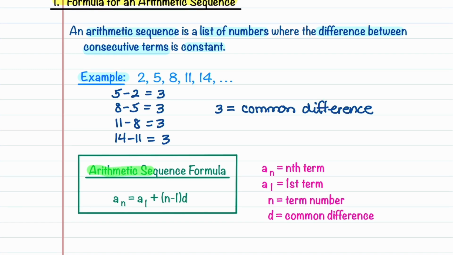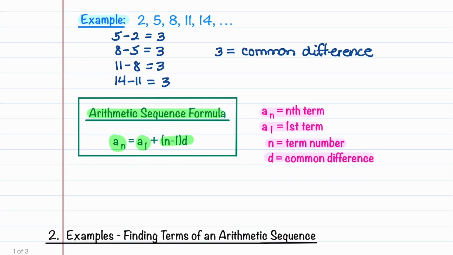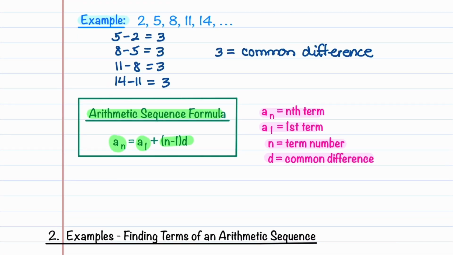Let's now look at our formula. Our formula tells us that the nth term of an arithmetic sequence is equal to the first term plus n minus 1 times the common difference d. N is just our term number, and then, as we saw above, d is our common difference. Let's again look at our example up above to see how this formula works.